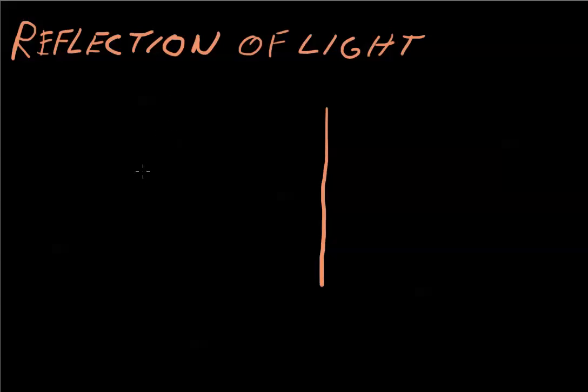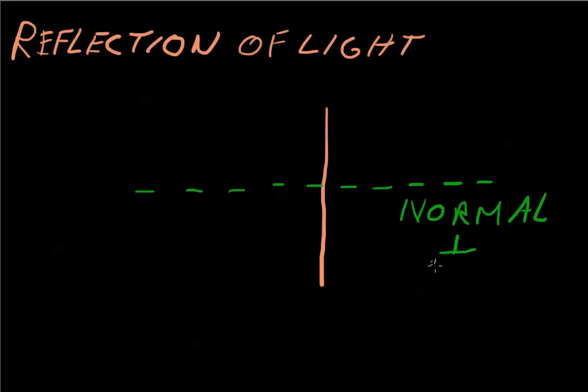Usually when you have a flat mirror, we're going to look at the angle of incidence and the angle of reflection. So we need a dotted line in here, and this is called the normal. And normal is always perpendicular to the surface. So when you get up in the morning, brush your teeth, whatever, that would be a flat mirror.